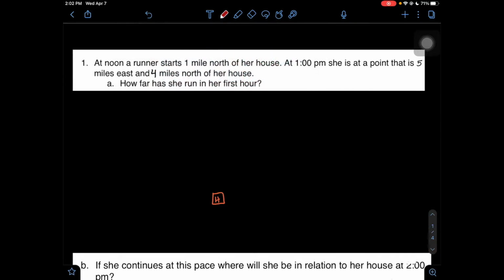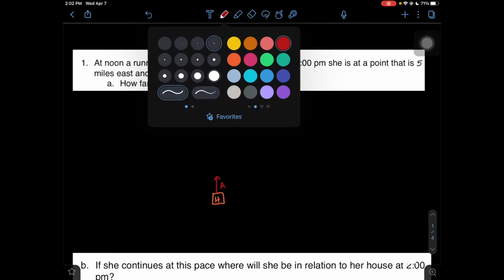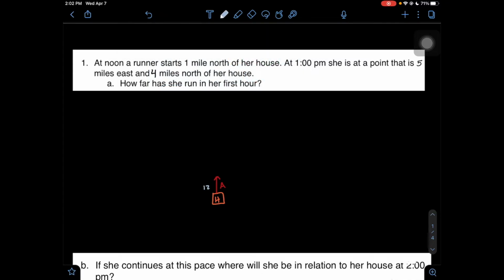Then we can use red. We know that she is 1 mile north, so we're going to say that this line segment is A, which is 1 mile north. So she's currently here at noon, and I'm going to write a little 12 right next to it. She's here at hour 0.